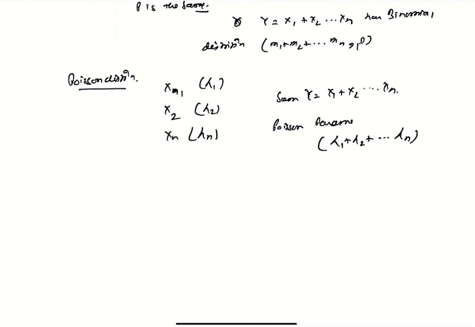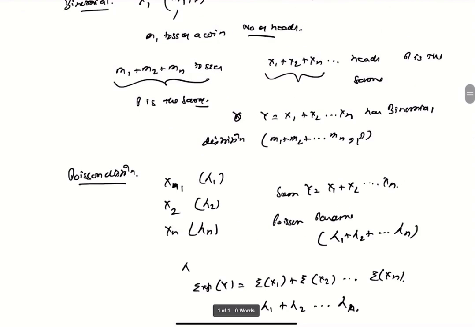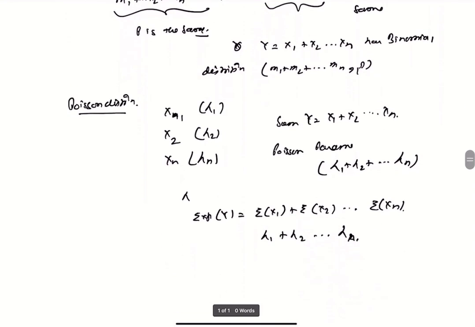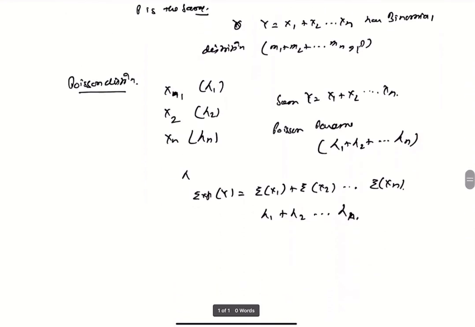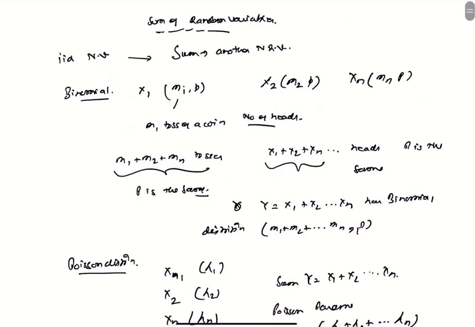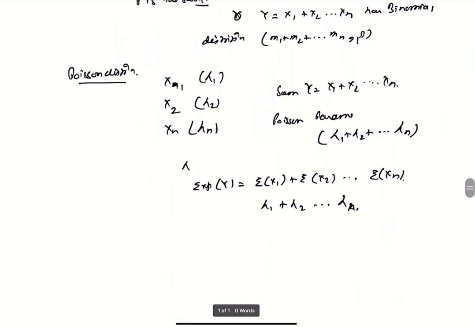And the expectation of a Poisson distribution is lambda, so the expectation of y is going to be expectation of x1 plus expectation of x2 plus expectation of xn, which just means lambda 1 plus lambda 2 plus lambda n. As long as everything else in the distribution remains the same, then you can just add them. And this is true for binomial and Poisson distribution.